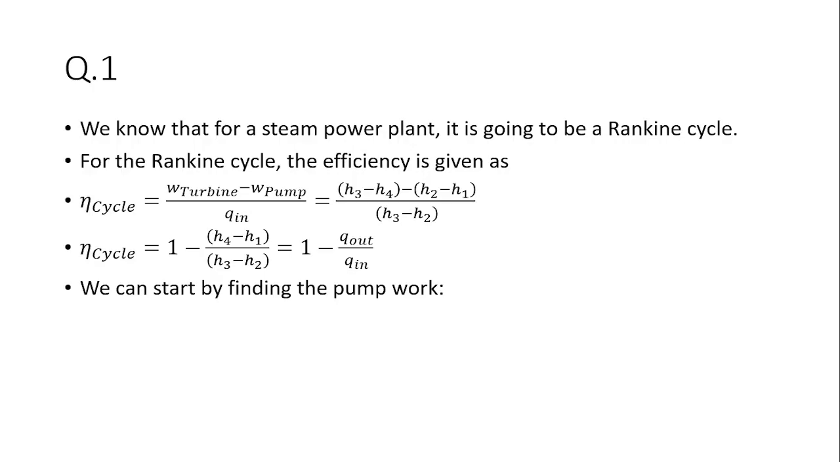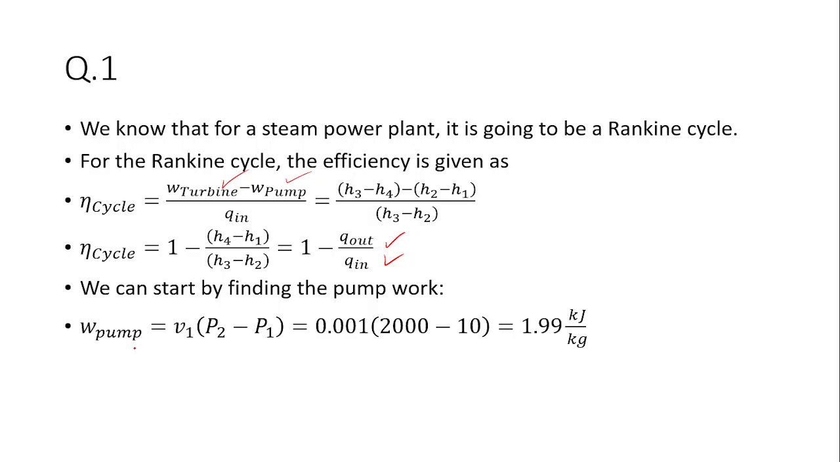So we can actually decide that we want to find all the enthalpies and use them. Or we can decide that we want to find the Q out and the Q in and use them. Or we want to find the W turbine and W pump. Whichever one will be easier for you to work with in your question, right? So we can start out by finding the work of the pump. And remember we said it is V1 times P2 minus P1.